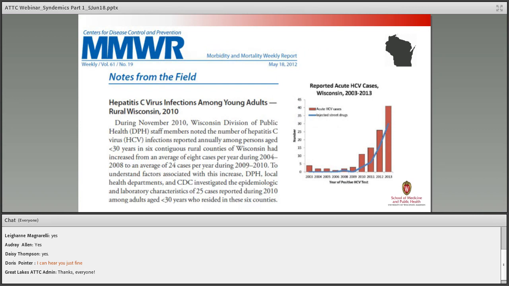This increase in hepatitis C has been going on everywhere. Wisconsin's not unique, but northern Wisconsin is one of the first places where clusters were detected and then reported nationally. This was an MMWR from 2012, and it was some very astute public health officers in a cluster of northern Wisconsin counties that showed an unexpected increase in the number of young people with acute hepatitis C. That was sort of the very first signal, and the graph on the right shows how since 2010, both injection drug use and acute hepatitis C cases have gone up in parallel.